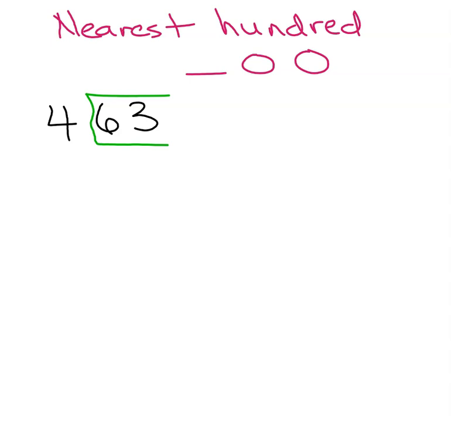If it is 50 or more, then we're going to round up the number that is right next to it, right here. So you can see here that 63 is 50 or more. So we're going to put 0, 0 here, and we're going to round to 5. Let's try another example.